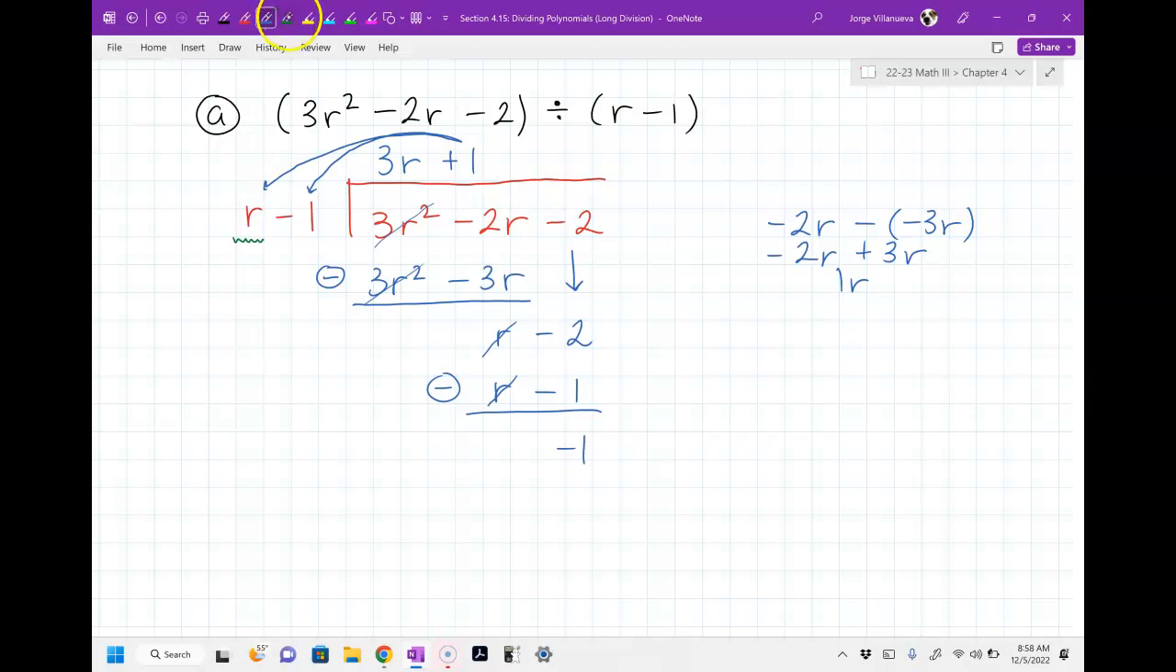Let me write my answer. My answer is this part up here. This is your solution. We call that our quotient. Okay, so 3r plus 1. That's my solution, 3r plus 1. My remainder is this number divided by this number. So it's going to be negative 1 over r minus 1. And this is my answer.